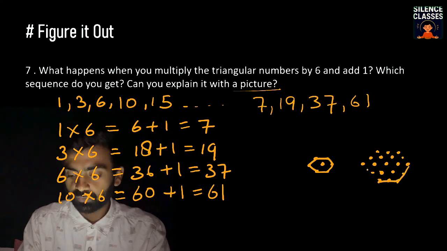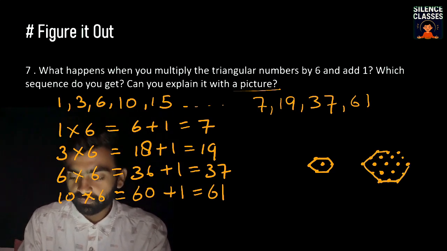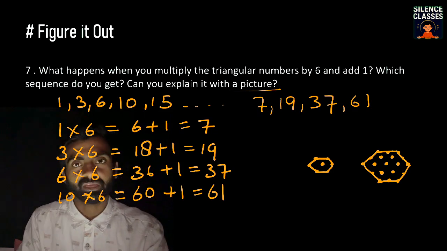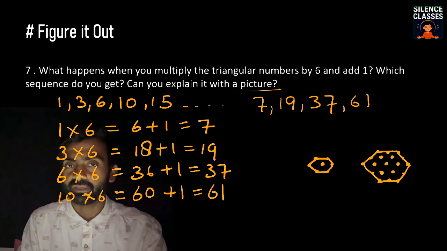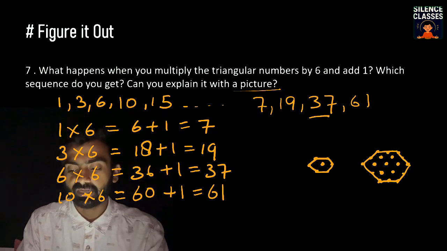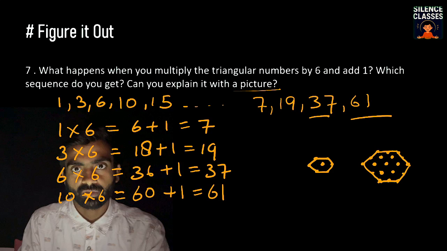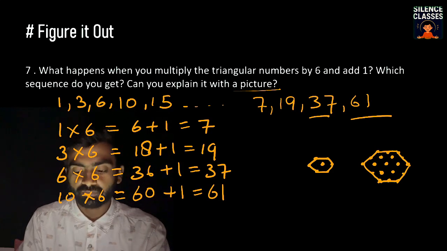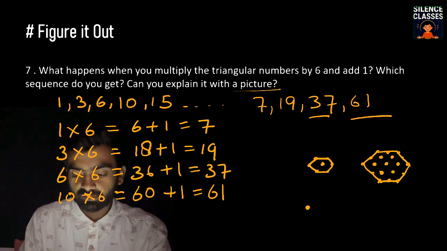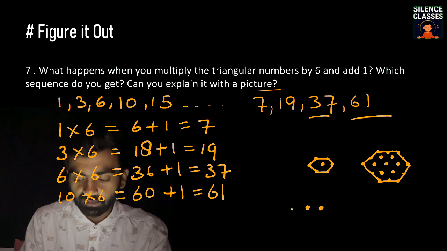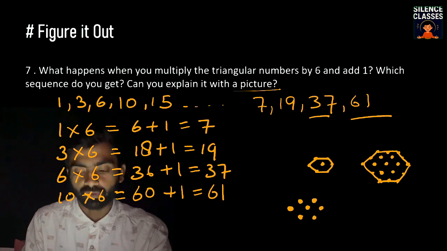Now let's check it out. 1 2 3 4 5 6. Having 6 sides means it is a perfect hexagonal number. Like this you can make 37 and 61. I'll explain how we have to make it. First of all, make the first dot over here, then the next dot, 1 over here, and on the other side 2. Now 3. Now we have to fill the gap. 1 over here, 2, 3, 4, like this.